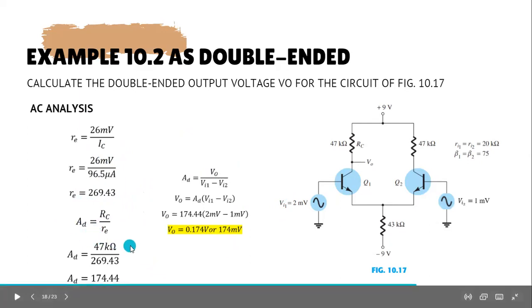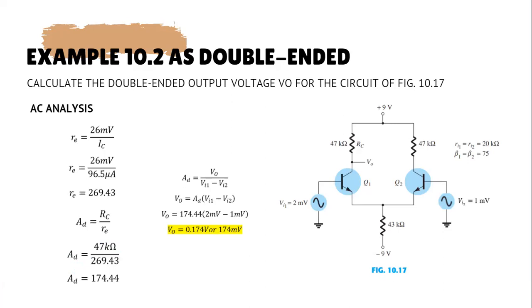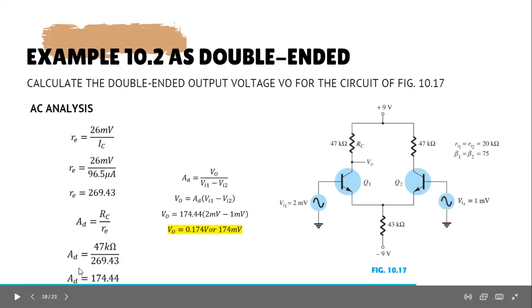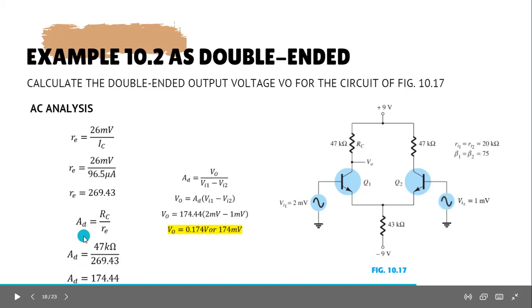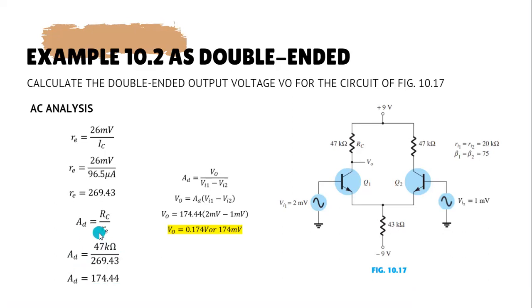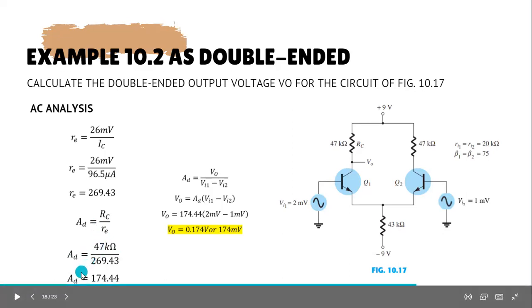RC is 47 kilo ohms over the RE of 269.43. As you can see, the differential voltage gain is actually twice the voltage gain of the single-ended configuration of the same circuit, where it was 87.22. This is because in the single-ended voltage gain formula, there was a 2 in the denominator beside RE. This one doesn't have that, and so the differential voltage gain is effectively doubled.